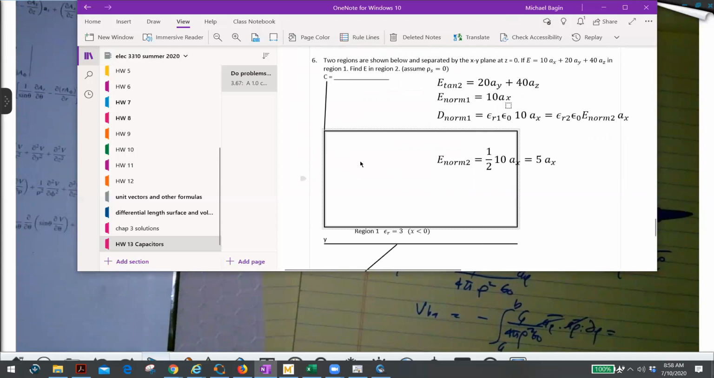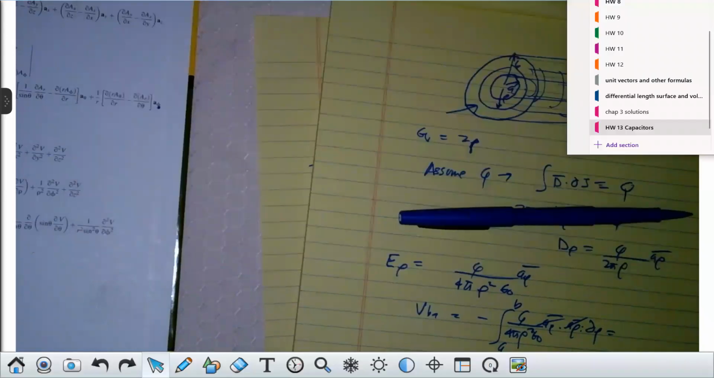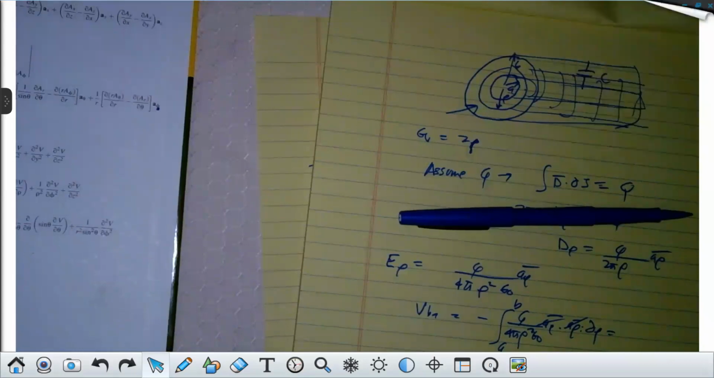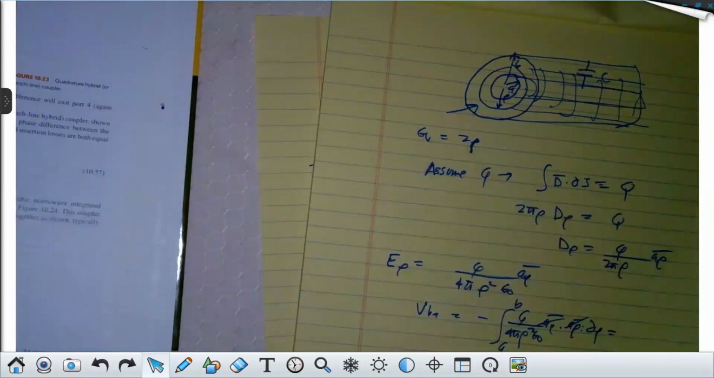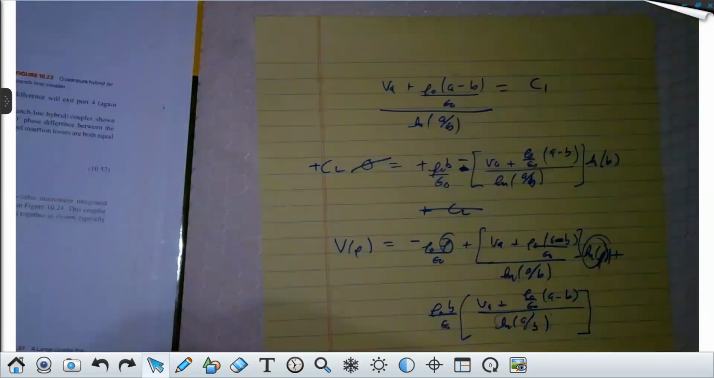All right, back to the lecture today. We're done with chapter 3 and we're starting chapter 4. Now, class, magnetostatics is similar to electrostatics, but there's one big twist that I'm going to get to. So this is chapter 4.